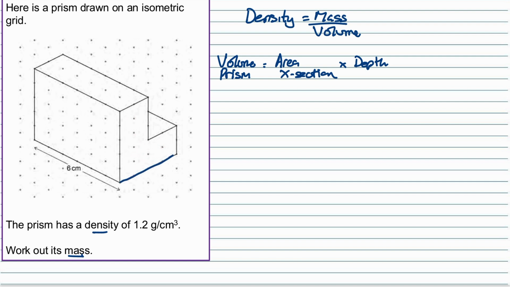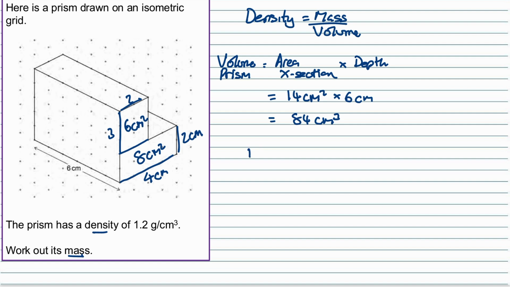We've got a base here of 4 centimeters and a height of 2 centimeters. So if we split this up, we'll have 4 times 2, 8 centimeters squared. And here we've got 3 centimeters by 2, so 6 centimeters squared. So the area of a cross section will be the 6 add the 8, 14 centimeters squared, multiplied by the depth of 6. So this will give us a volume of 84 centimeters cubed.